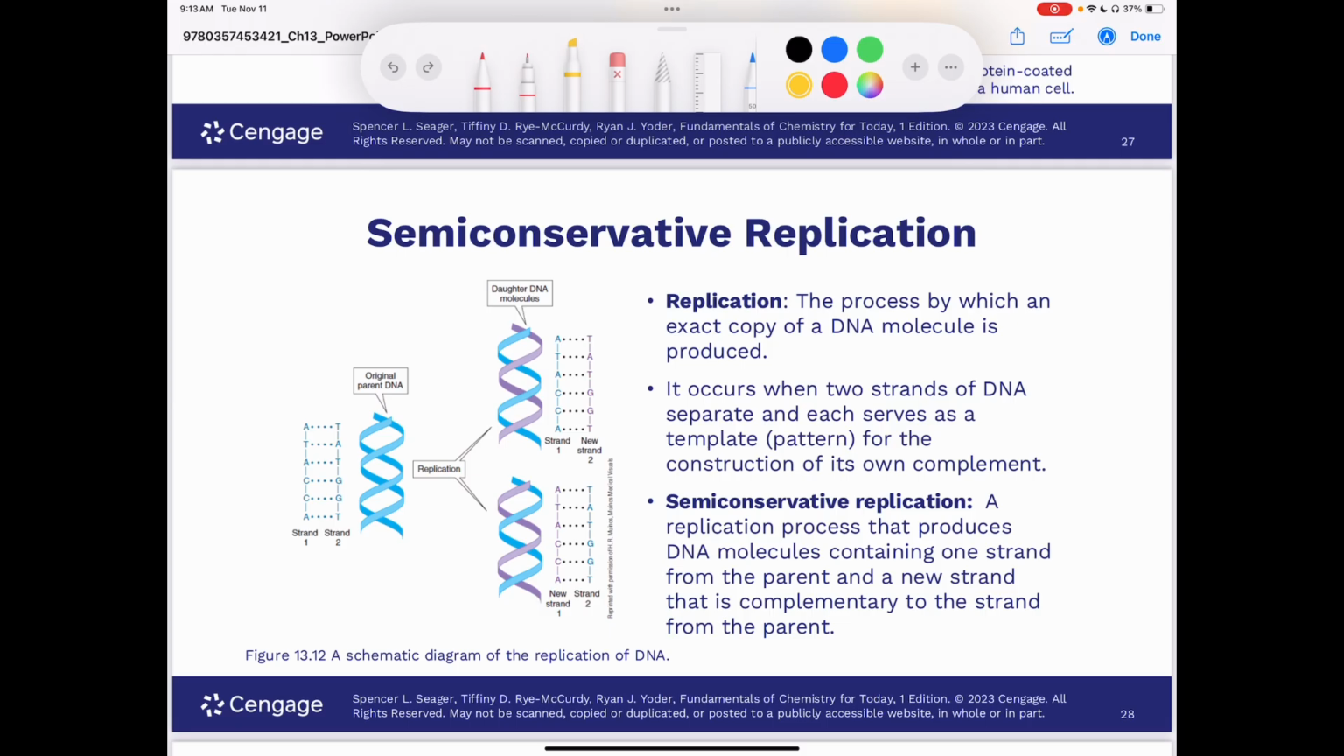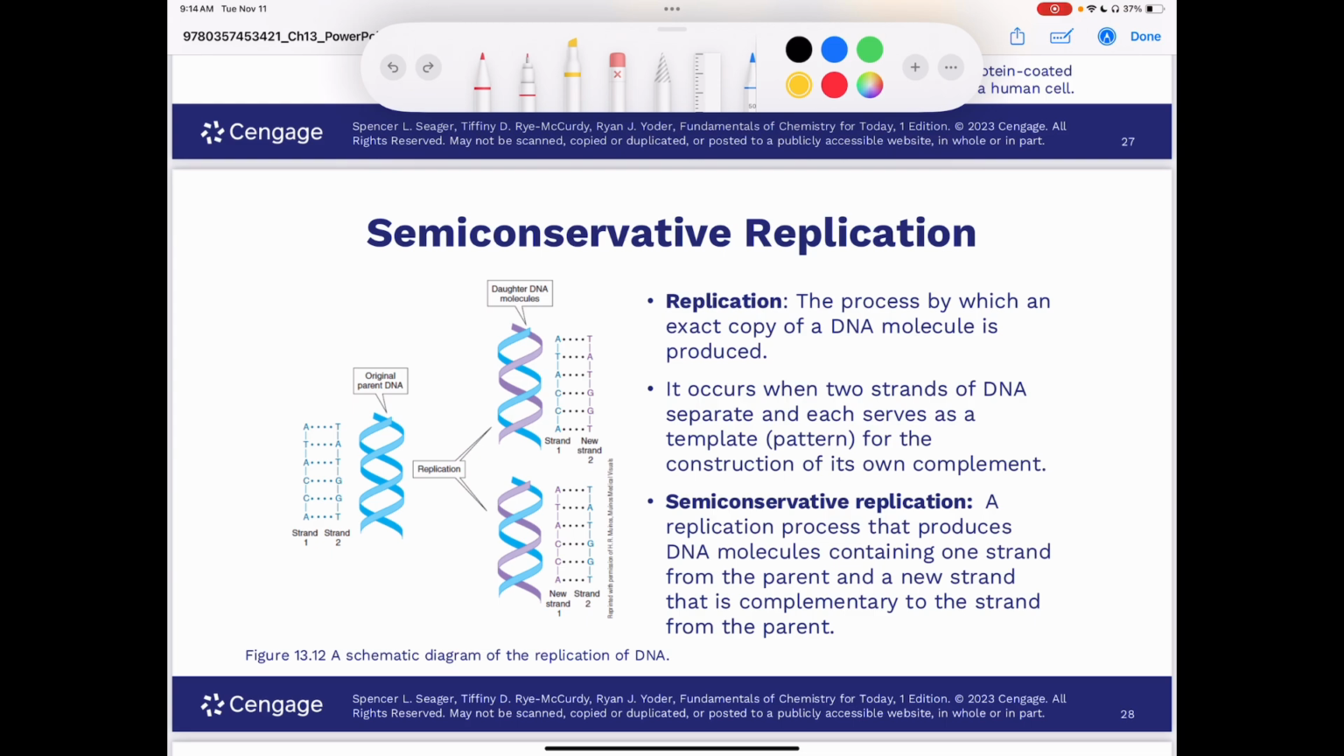The process by which an exact copy of DNA is produced is called replication. It occurs when two strands of DNA separate and each serves as a template or a pattern for the construction of its own complement. The process generates new DNA double-stranded molecules that are exact replicas of the original DNA molecule. The two daughter DNA molecules have exactly the same base sequences as the original parent DNA.